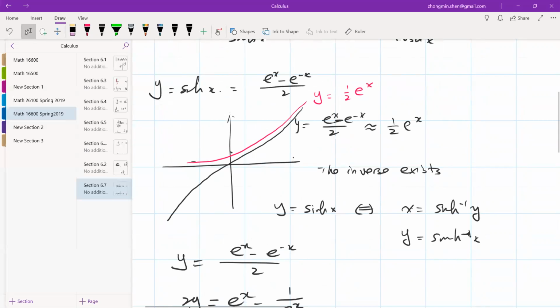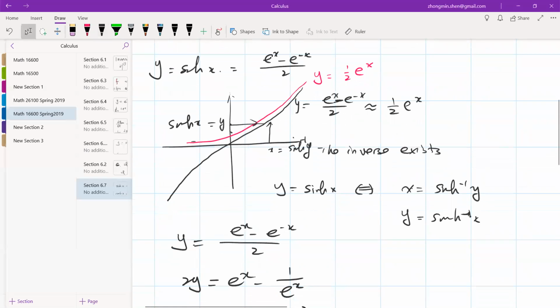So if we reverse the variables, this is x, this is y, and x is going to be hyperbolic sine of y, right? So x is the inverse hyperbolic sine, and y is going to be hyperbolic sine x. So there's no restriction on y. Y is from negative infinity to positive infinity, right?